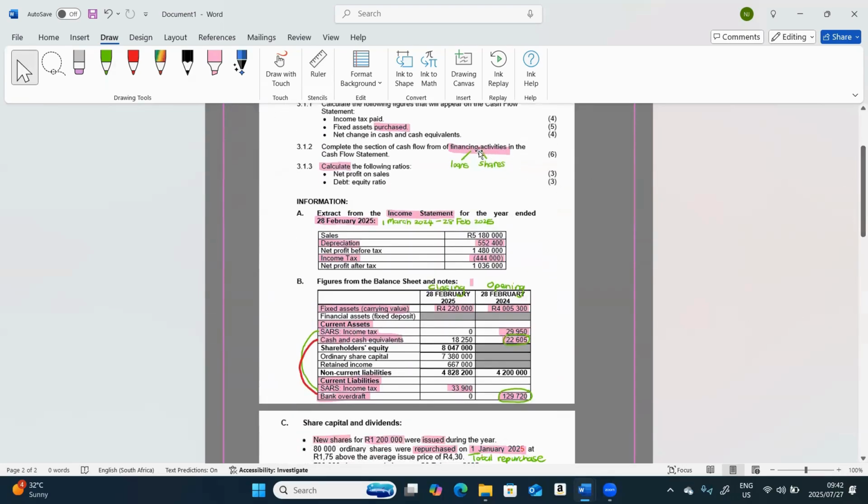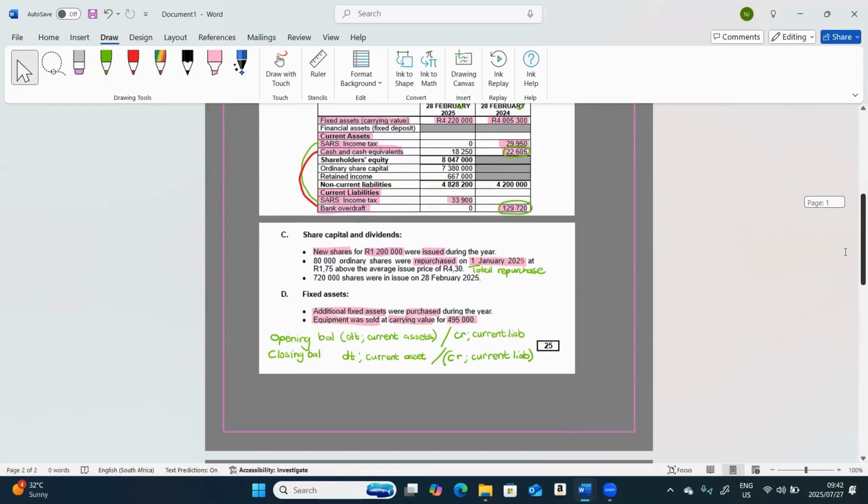You said financing activities is one portion shares. We just had a look at all of the shares. Let's just quickly read this last bullet: 720,000 shares were in issue at year end. This is just to confuse you guys. They just said that this is the number of shares that we had in issue. This has no effect on any of our calculations.